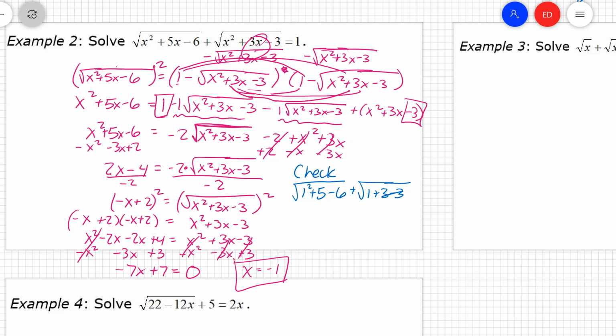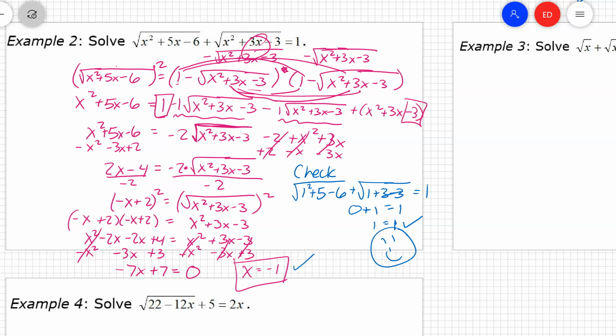Those are going to become 0. So we're left with the square root of 1, which is 1. 1 plus 5 is 6. 6 minus 6 is 0, so that's just 0 plus 1. Hey, 1 equals 1. We are good to go. Yay! Alright, so this does work out. This is a solution.